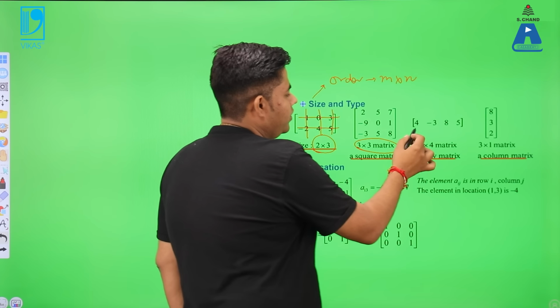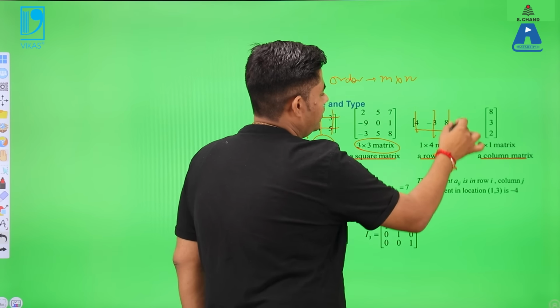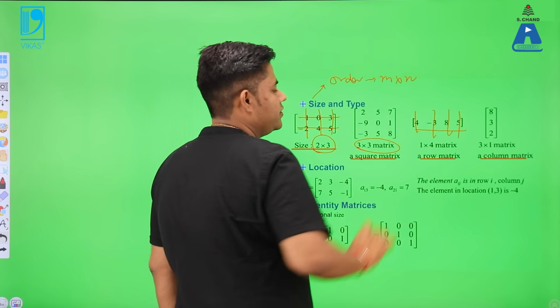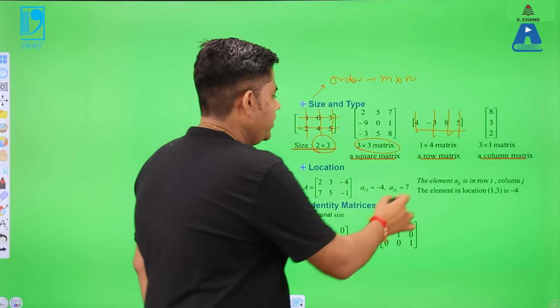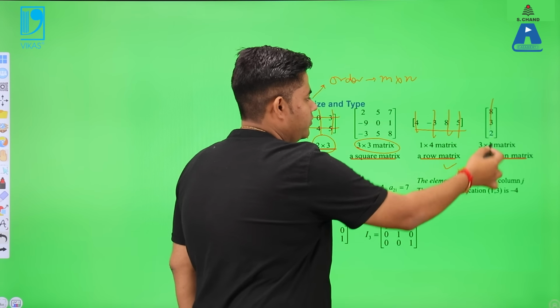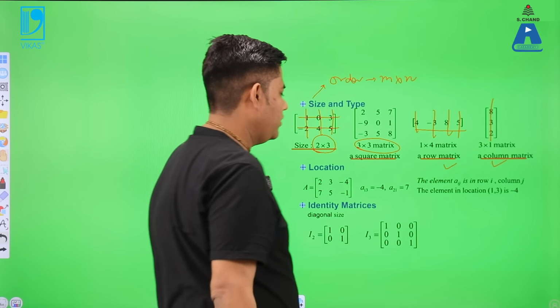Another, here you have only one row and you have 4 different columns associated. That means you have this matrix in a row manner. So we name it a row matrix, and if you have the matrix in a column fashion, you name it a column matrix.